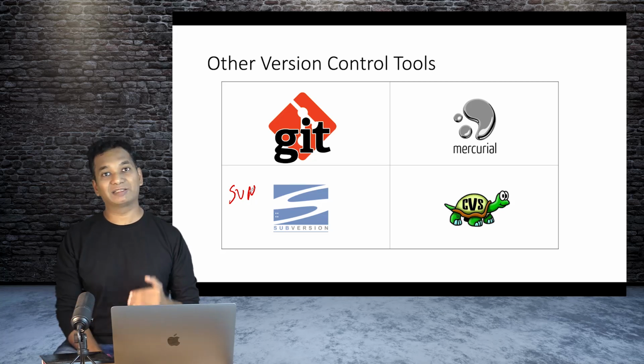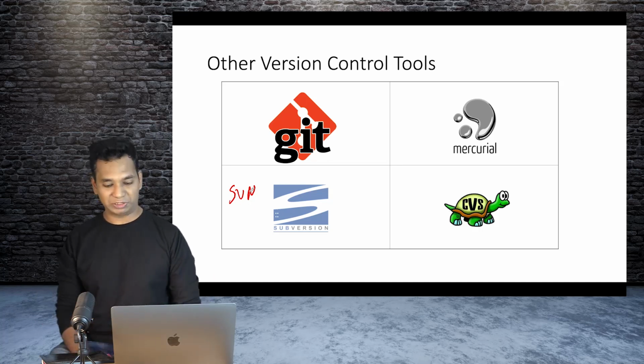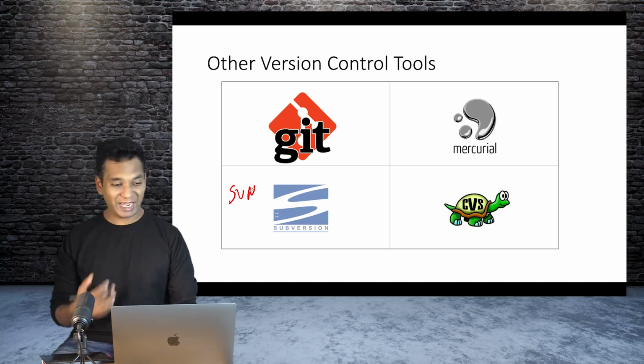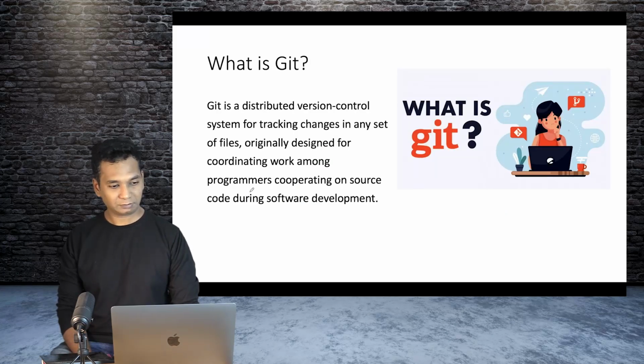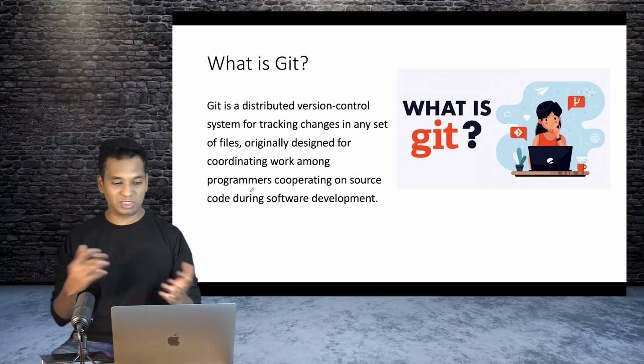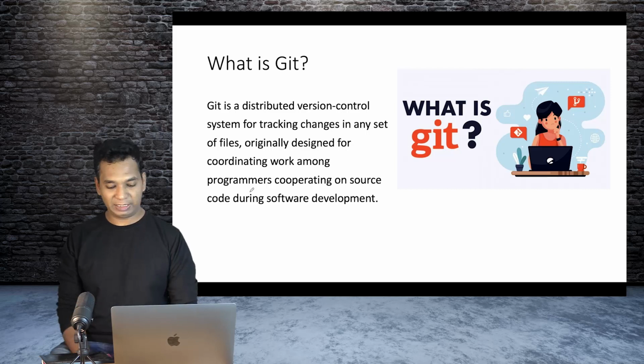In fact, in the same month, April 2005, the first release of Mercurial was also done, but Git is by far the most popular. So if you know Git, you have enough; you don't have to look into any other version control tools. It's open source, fast, reliable, and secure, and has everything you need for version control. So what is Git? Git is a distributed version control system for tracking changes in any files, originally designed for coordinating work between software developers and programmers, but it can be used for any file control system, for any purpose.